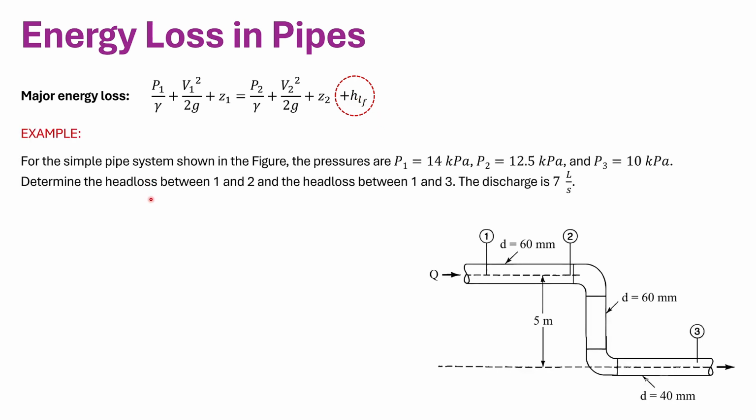Example: for the simple pipe system shown in the figure, the pressures are P1 equals 14 kilopascal, P2 equals 12.5 kilopascal, and P3 equals 10 kilopascal. Determine the head loss between 1 and 2 and the head loss between 1 and 3. The discharge is 7 liters per second.